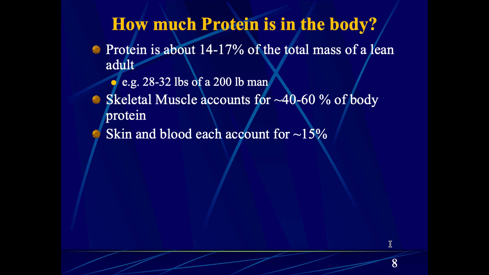Skeletal muscle accounts for 40 to 60% of the body protein. In other words, most of our protein in our body is skeletal muscle. And the other major compartments are the skin and the protein in the blood. They're each about 15%, so that's about 30 plus for that. Those are the three main compartments. So when we need amino acids, it's likely they're coming from skeletal muscle. That's a major point of that.